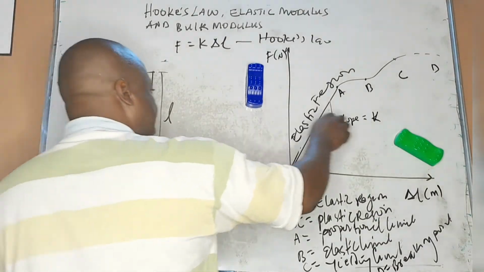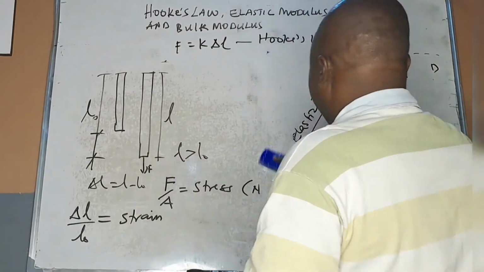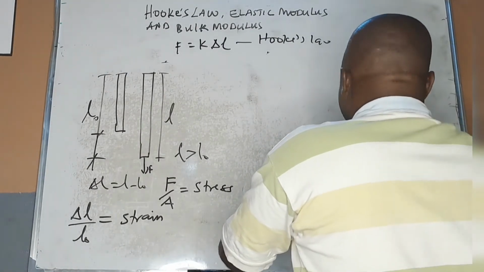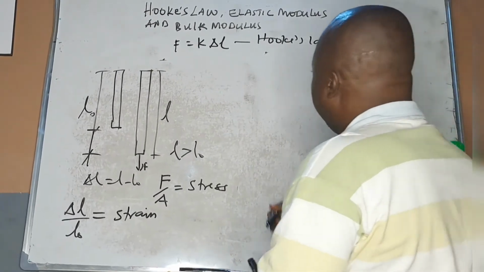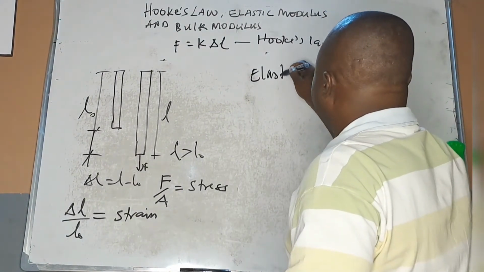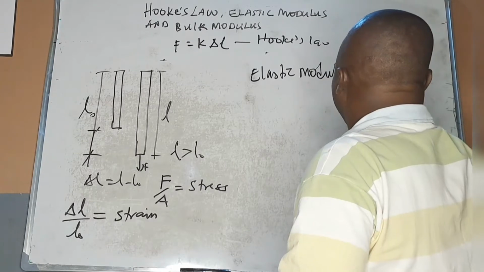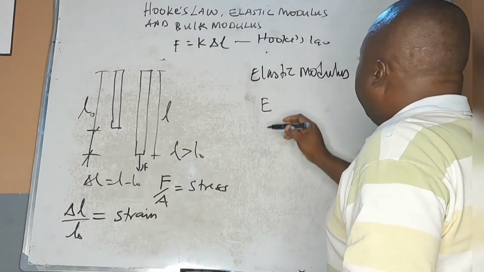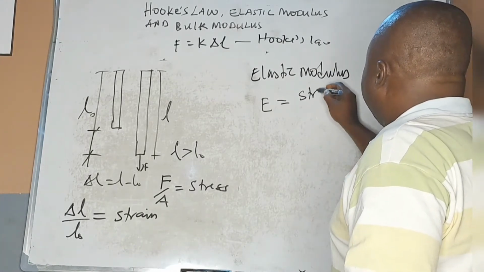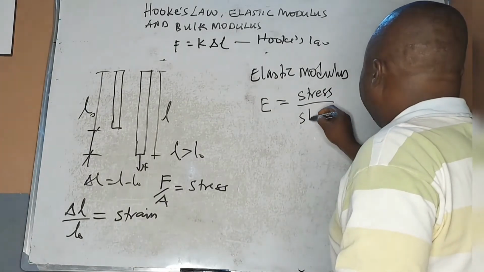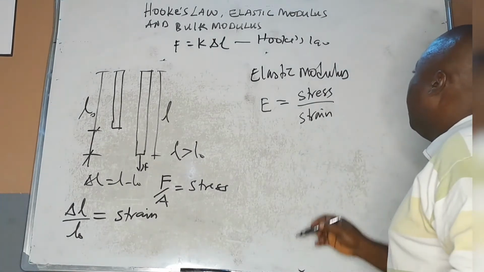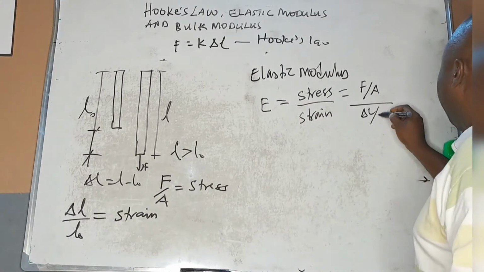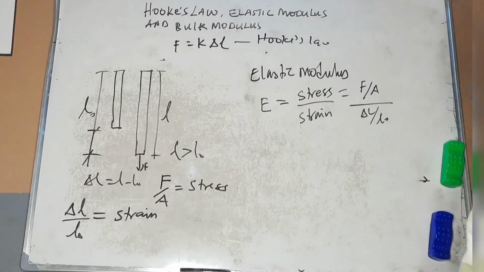Now, there is an expression relating the two. We call it elastic modulus or Young's modulus. Now, let's denote this by E. E equals stress over strain. So we have stress as force per unit area divided by change in length over original length.